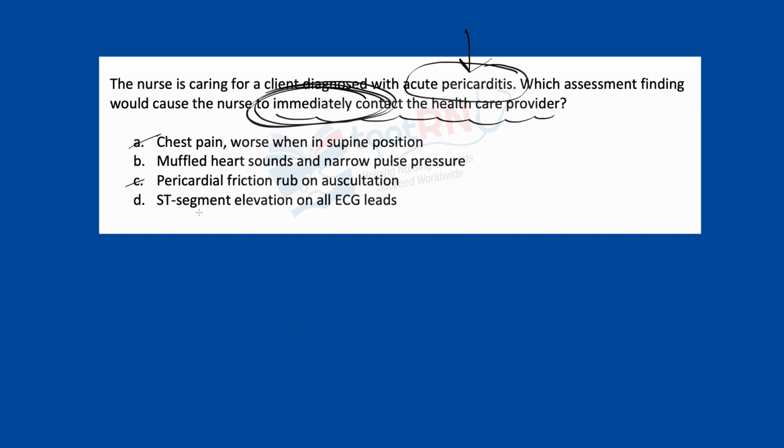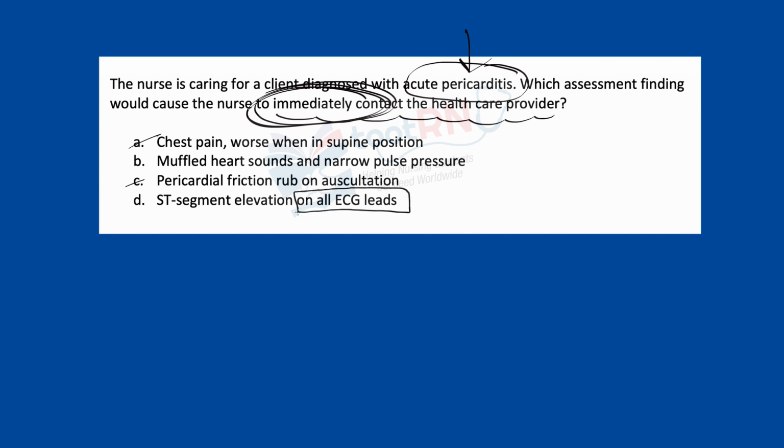D is ST segment elevation on all ECG leads. So I'm thinking, oh, ST segment elevation. You know what pops into my head right away? I think about STEMI, right? A myocardial infarct. But careful with reading. Careful with the words. ST segment elevation on all ECG leads.